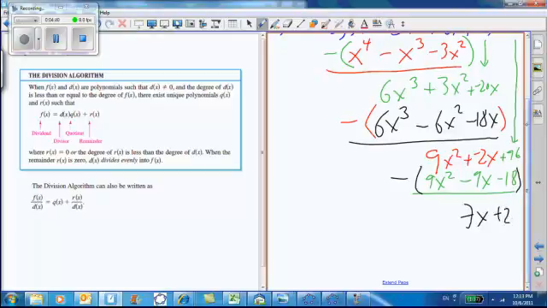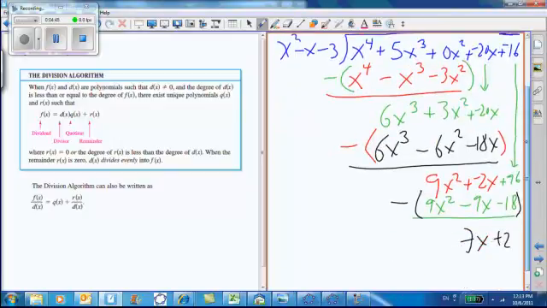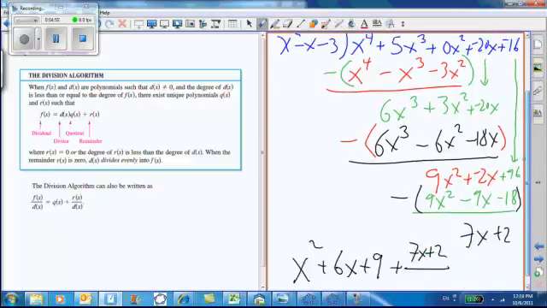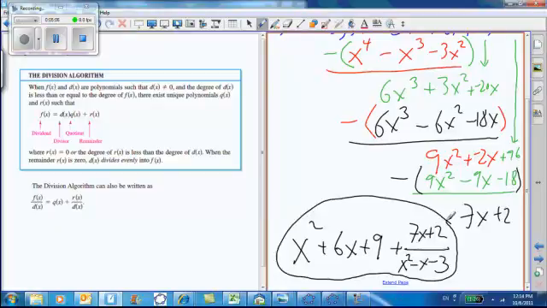So your total answer then is the quotient up here, x squared plus 6x plus 9, and don't just say remainder 7x plus 2. Put the 7x plus 2 over your divisor, x squared minus x minus 3. There you go. There's your final answer from longhand division. Kind of a pain. Now remember how you check these too. We can check it by multiplying these two together and then adding on 7x plus 2. Now that's a lot of work.